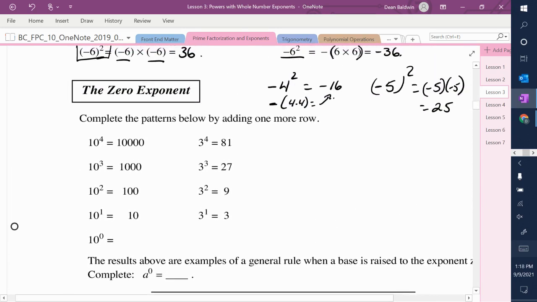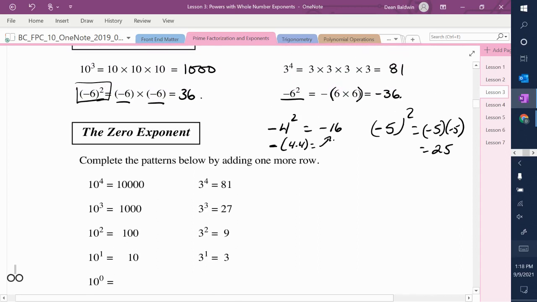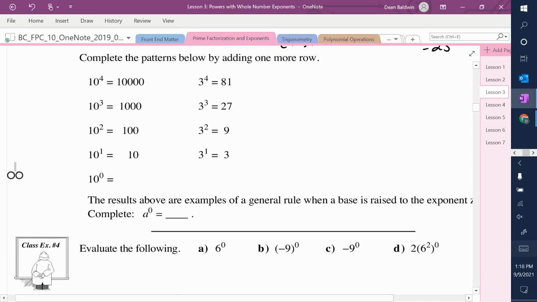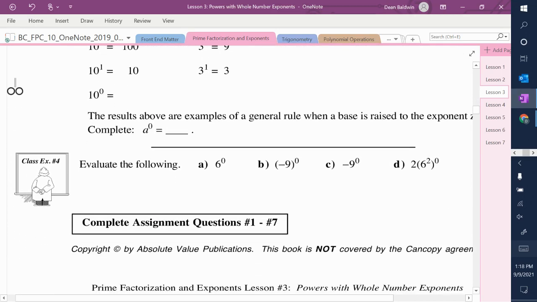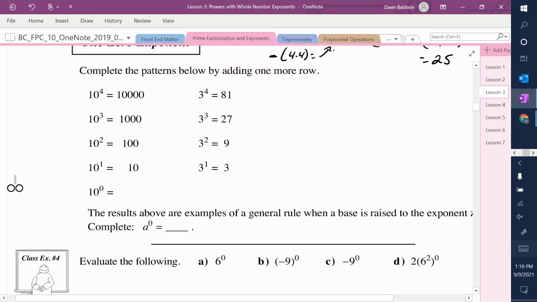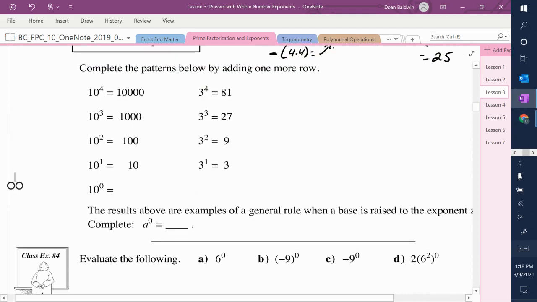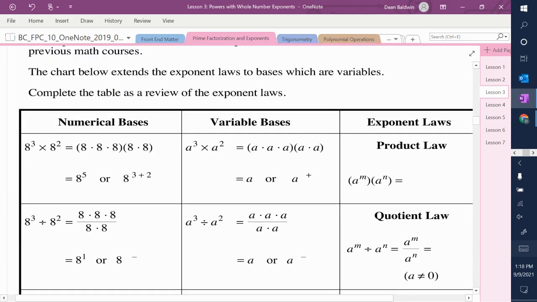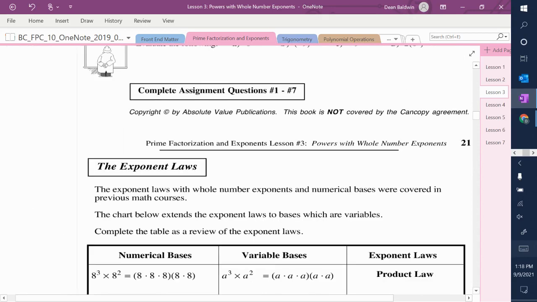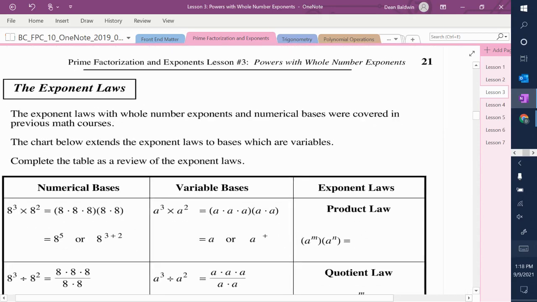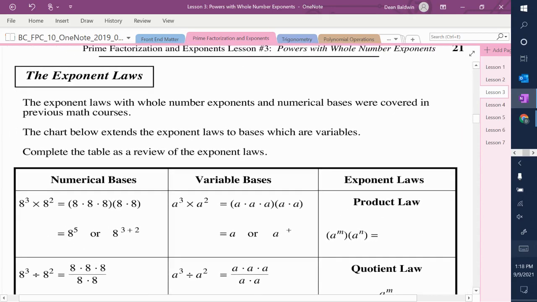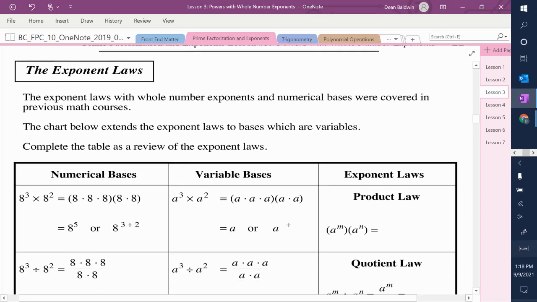Before I do the 0 power, did you do the 0 power last year? Okay. Let's hold off on the 0 power stuff because it makes a little more sense if we do exponent laws first. So let's go to page 21, please. Did you do exponent laws last year? Yes? I hope.